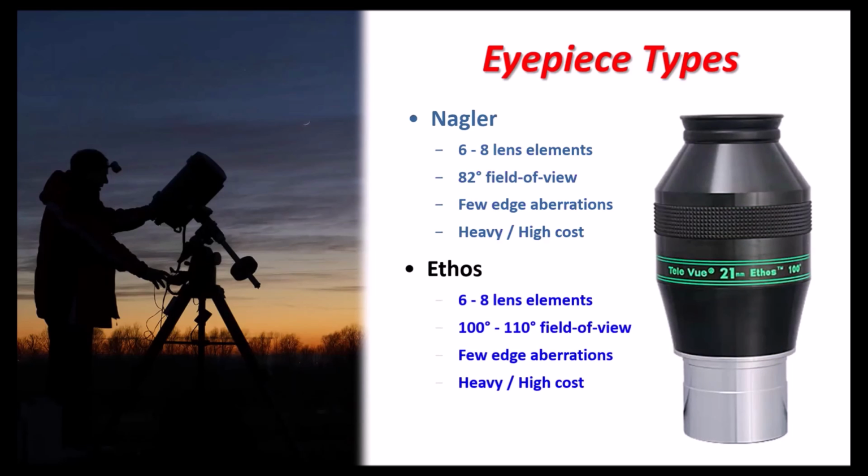Even newer from Televue, and now often replicated from other manufacturers, are their Ethos designs, most of which have a 100-degree field of view, but some of the shorter focal length ones have a 110-degree apparent field of view. And again, they have very few aberrations, but like the Naglers, they are heavy and the cost is even higher. The Ethos here, the 21 millimeter, approaches $800 or so.